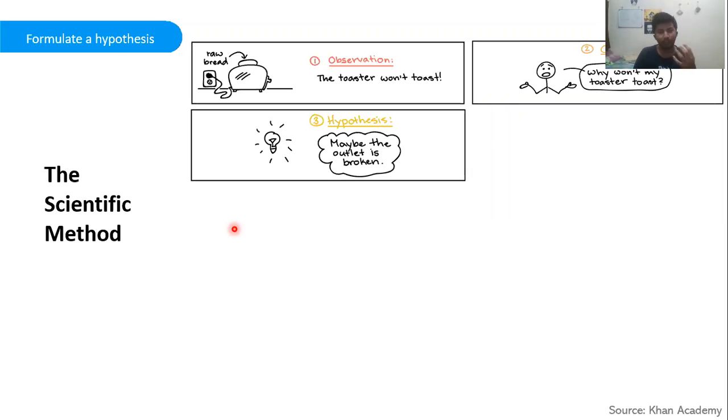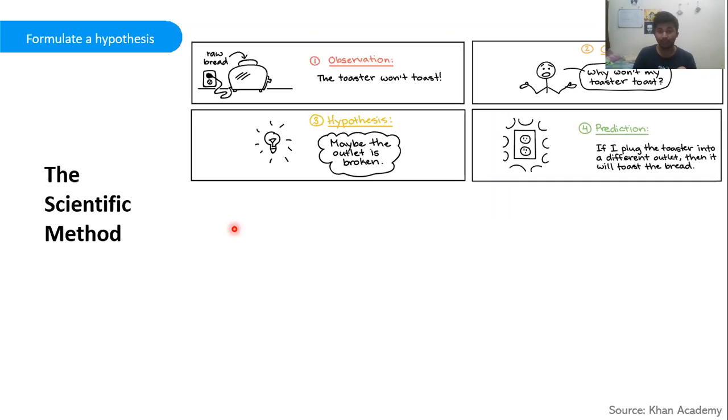Maybe the socket is broken. Maybe the outlet is broken. This is what the hypothesis is. You made a guess. Then based on this guess, you make a prediction. Okay, because the outlet is not working, if I plug my toaster into some other outlet, then the toaster should work, which is a solution to your problem based on your hypothesis.